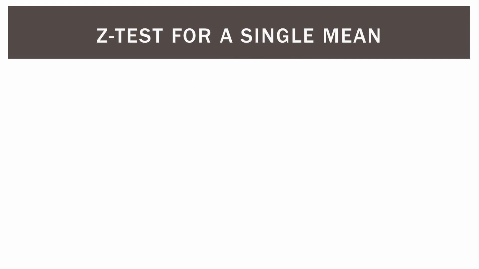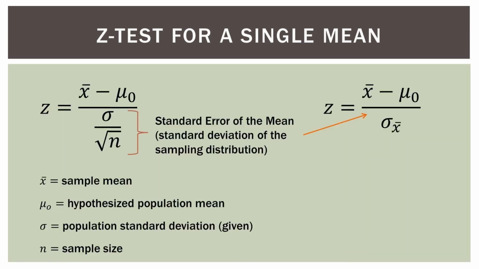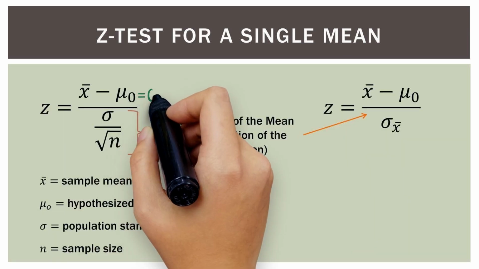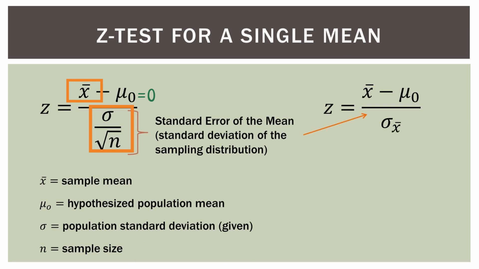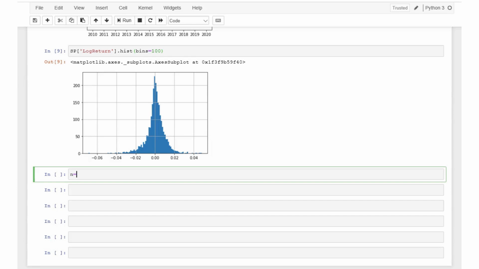Now let's compute the probability that the returns are different from 0 by calculating the Z-statistic. Recall the formula for Z-statistic. We need the mean and the standard error of the daily returns, and we'll also need the number of observations to calculate the Z-statistic. Let's create a variable n to store the number of observations. We can use the shape function to calculate n.